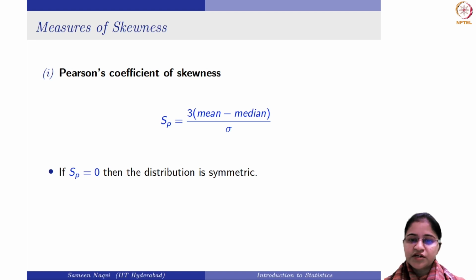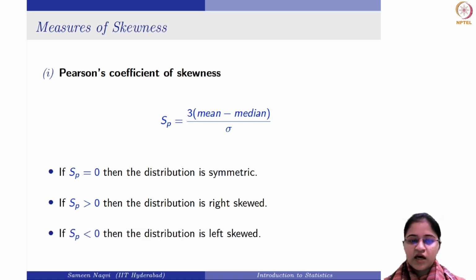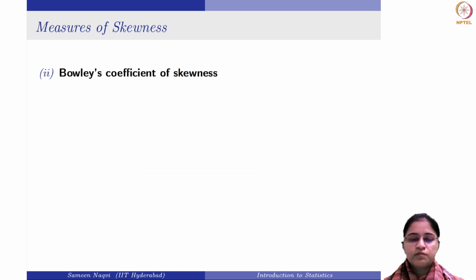Similarly, if mean is greater than median, in that case, you will get a positive value, and you can conclude that it is right skewed. And if it is less than 0, then the distribution is left skewed. So this value falls between -1 and 1. In the same way, you can consider Bowley's coefficient of skewness.